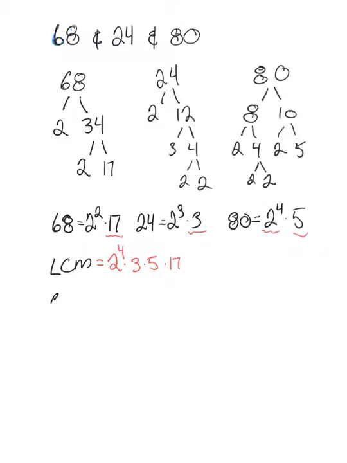And the GCF would equal the common powers, which in this case is only 2 squared, which equals 4, and the LCM would equal 4080.